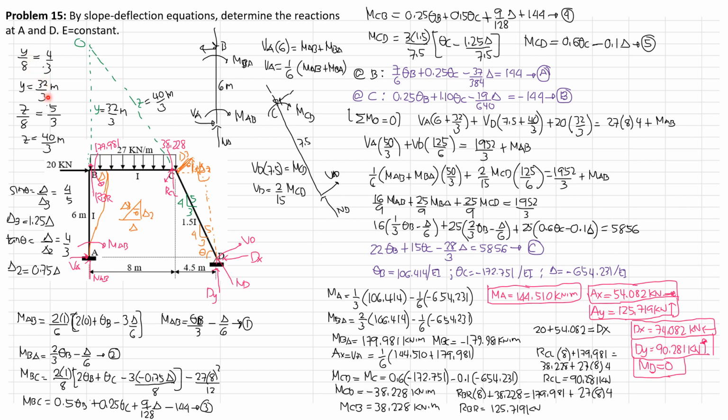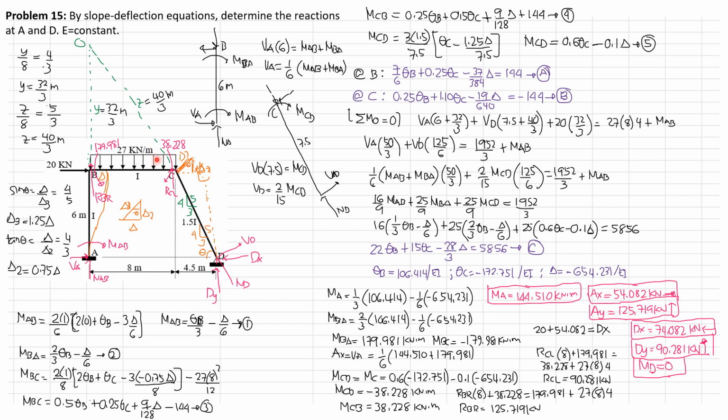So Y is 32 over 3 meters. Then hypotenuse Z is to adjacent of this angle theta as 5 is to adjacent 3. So Z is 40 over 3 meters.